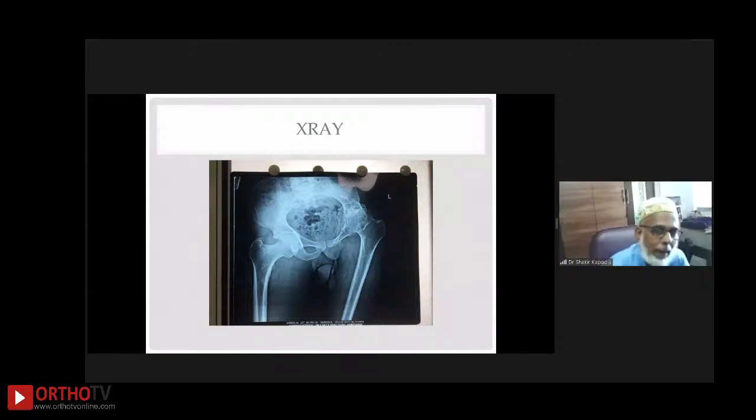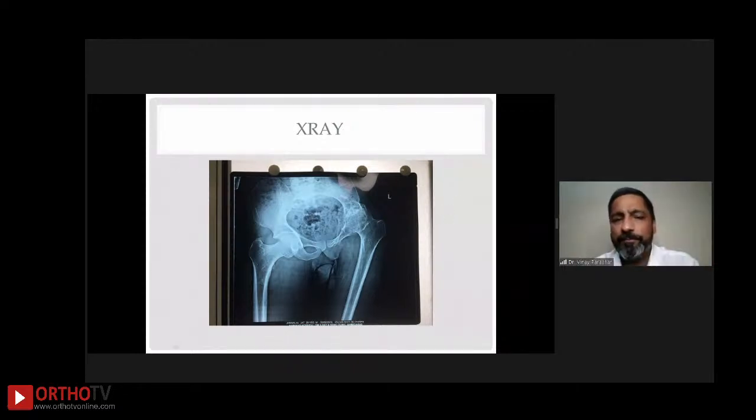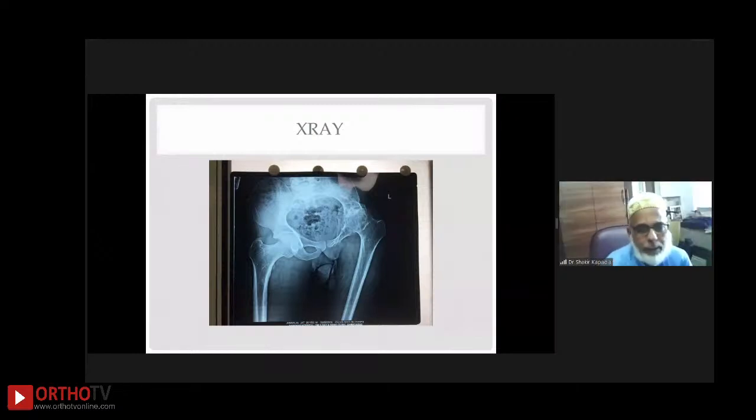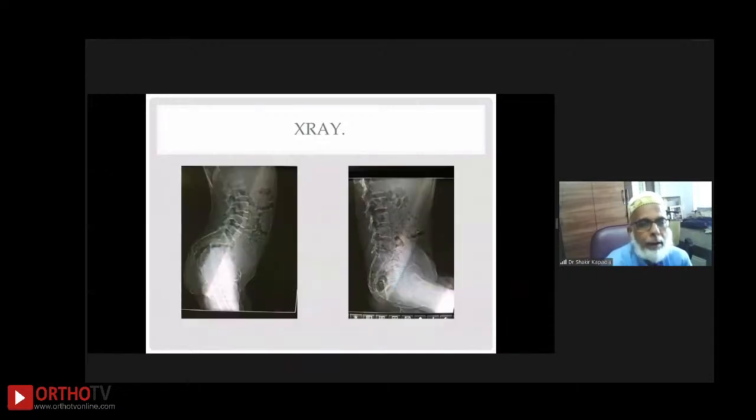And actually, here the spine and the opposite hip are quite normal. So I don't think there should be much of a problem there. Yeah. It'll take a lot of compensation from the other side. So that should not be really much of a trouble, I think. I don't know. Tell us, what did you do finally?